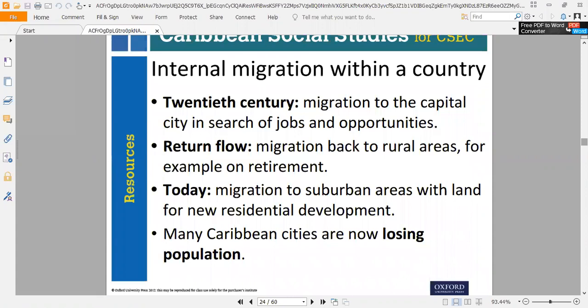All right, so 20th century. So migration to the capital city in search of jobs and opportunities. Return flow, migration back to rural areas, for example, on retirement. Today, migration to suburban areas with land for new residential development.